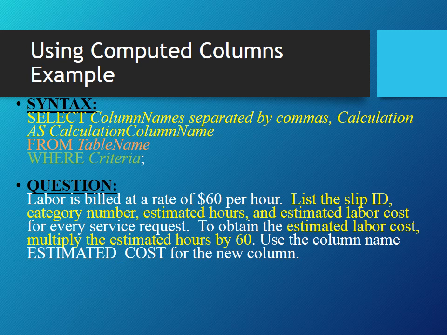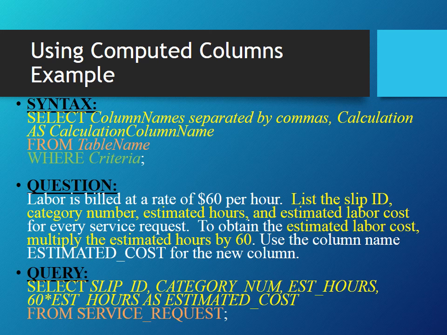Labor is billed at a rate of $60 per hour. List the slip ID, category number, estimated hours, and estimated labor costs for every service request. To obtain the estimated labor costs, multiply the estimated hours by 60. Use the column name estimated costs for the new column. Go ahead and pause the video and see if you can write this select statement yourself. If you got a query similar to the one listed here, you are on the right track.